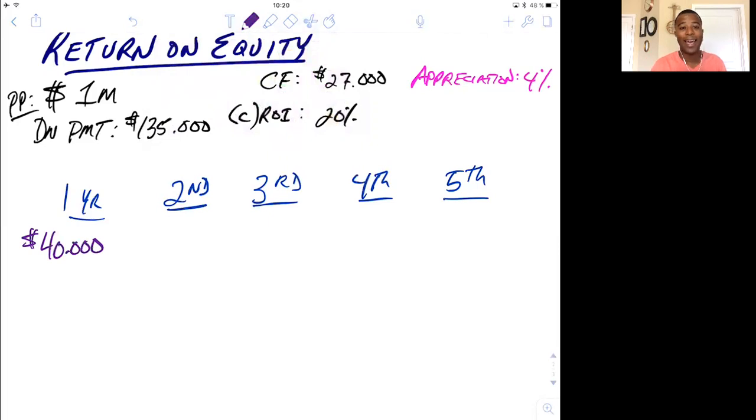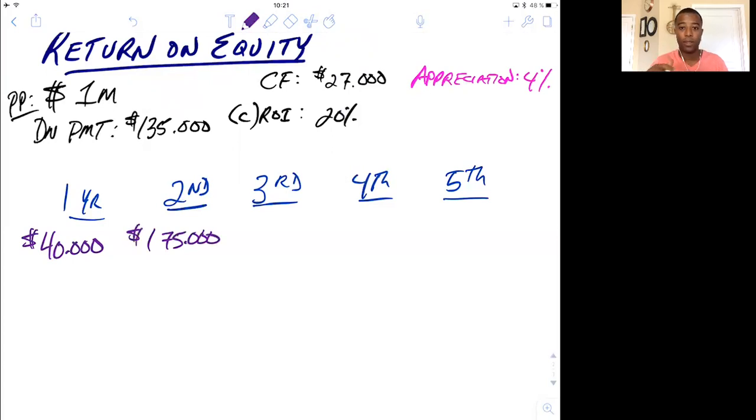If we then look at the second year, we want to keep in mind that you've already had a down payment of $135,000 plus the first year's equity that was built up of $40,000. So at the second year, beyond the initial cash return on investment, you're looking at $175,000.